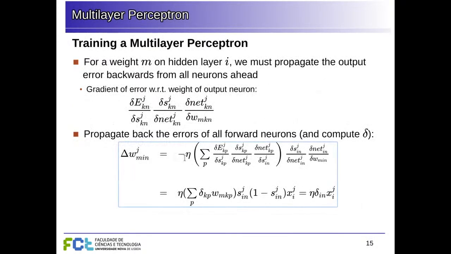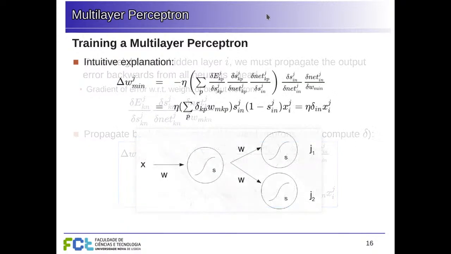So the thing is that we're going to have to sum this for all the neurons in front, but we can do this with backpropagation too. So this is just a generalization for an arbitrary number of neurons in an arbitrary architecture of the network.